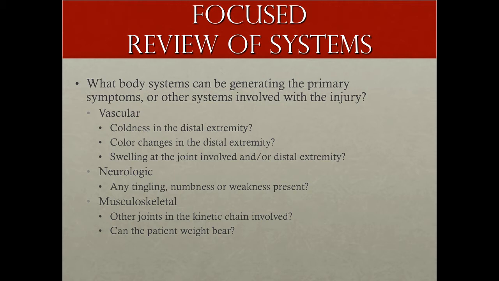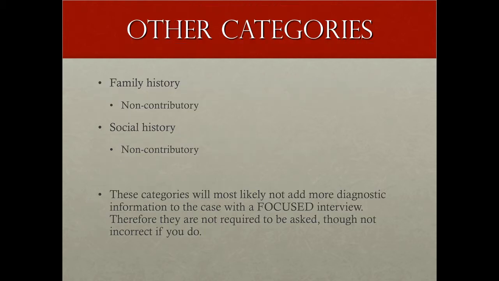We also want to look at swelling at the joint involved and/or in the distal extremity. Neurologically, is there any tingling, any numbness, any weakness present? The patient may have some weakness secondary to pain, but we are looking for true neurological weakness. And then in the musculoskeletal system, we need to figure out are there other joints in the kinetic chain involved? Can the patient weight bear?